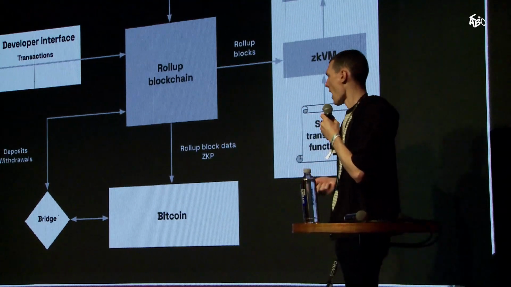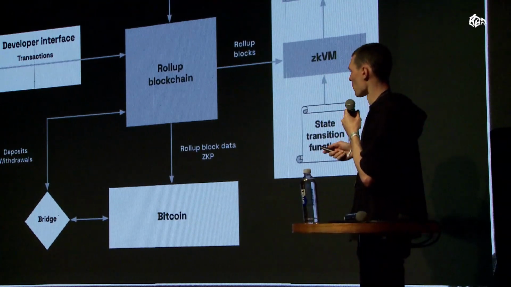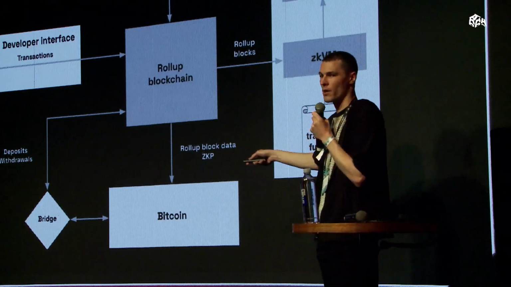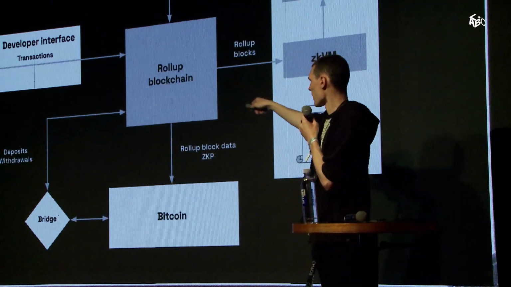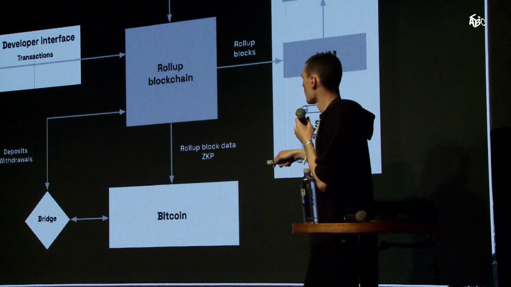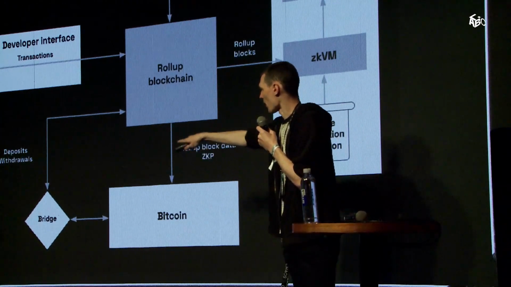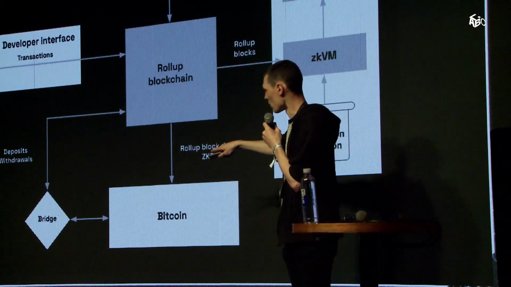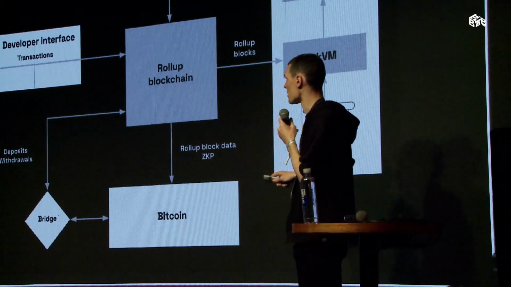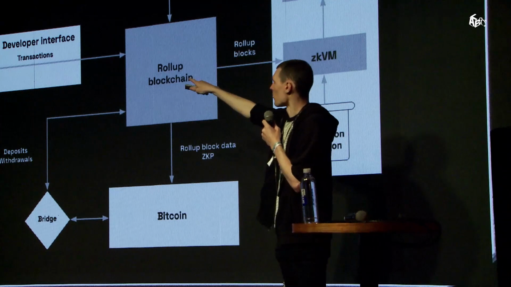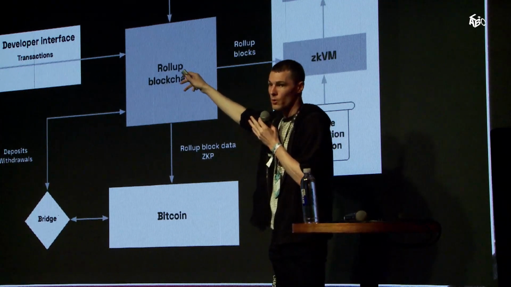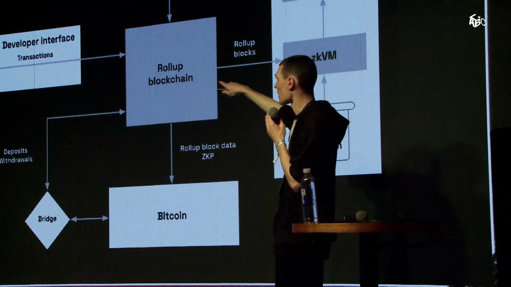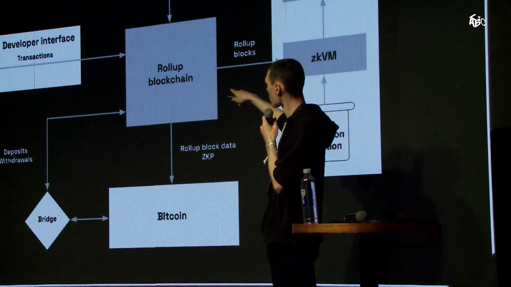This is a basic diagram of how the rollup actually works. Again, you've got Bitcoin at the bottom there as the base layer. You've got the rollup blockchain built on top. You've got this bridge here that connects BTC, the asset, to the rollup chain so that you can do deposits and withdrawals of BTC. You have a developer interface. This could be a user interface. It could be a CLI, anything that can send transactions to the rollup blockchain.